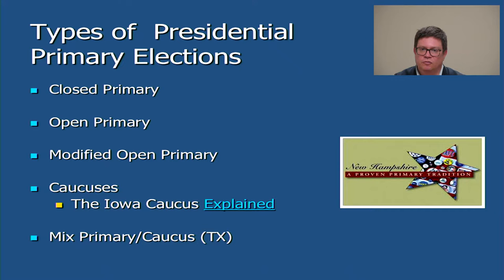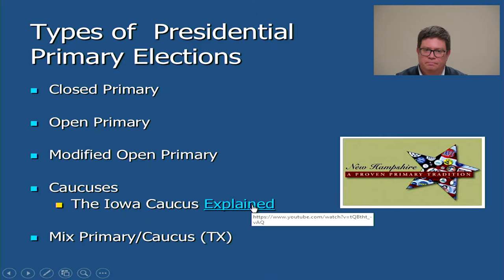Right? Now, the last type of election that we see here is something called a caucus, right? And the most notable caucus is the Iowa caucus. And what I've done here is I've got a little video that will show us what the Iowa caucuses are all about. There's no sound behind this. It's all written out. So take a look at this.